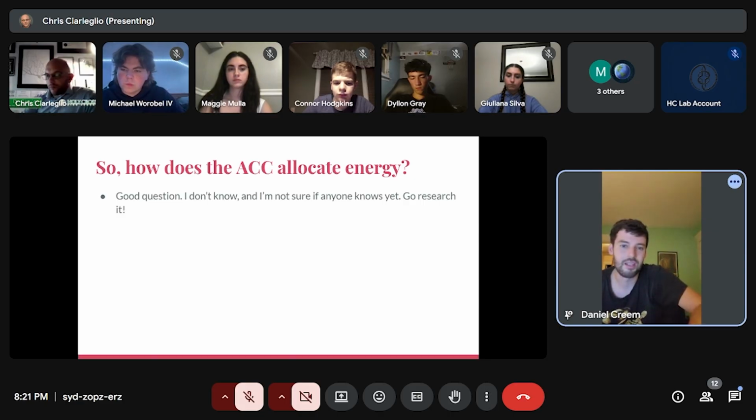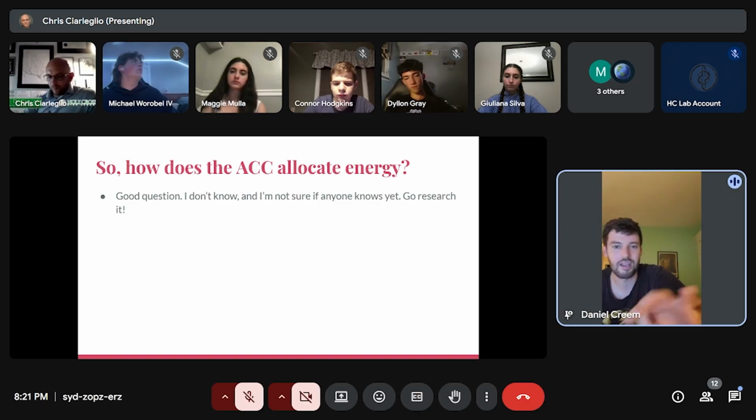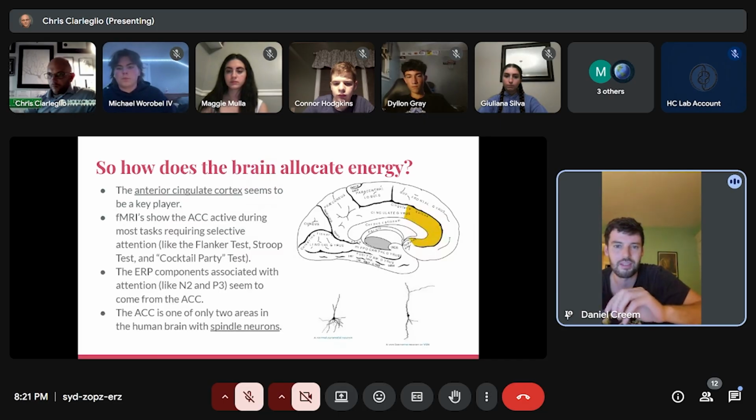It's been criticized, especially in recent years, but there's the alerting response, there's the orienting response, and there's the executive network. And there are thought to be 3 separate brain networks underlying this. What do we mean by a brain network? Can anybody guess that? What is a network in the brain?